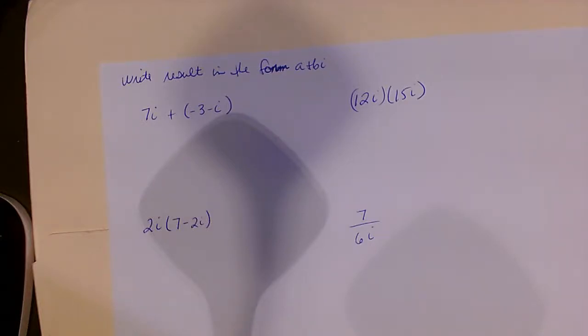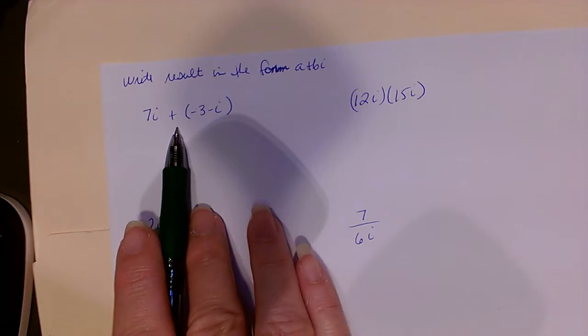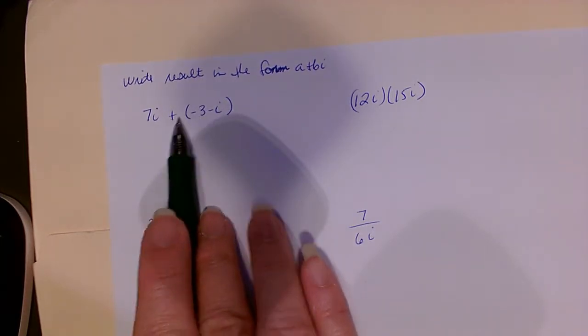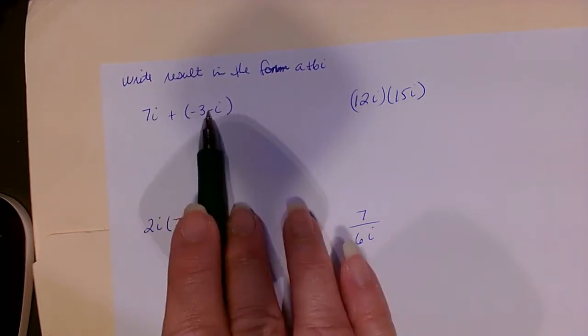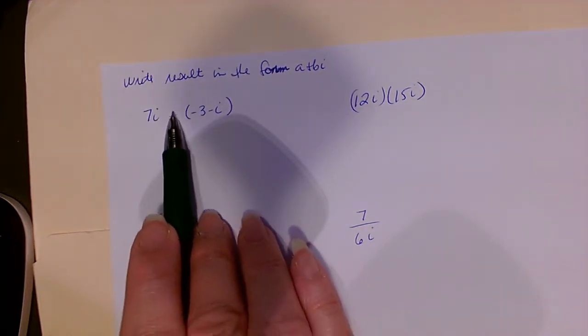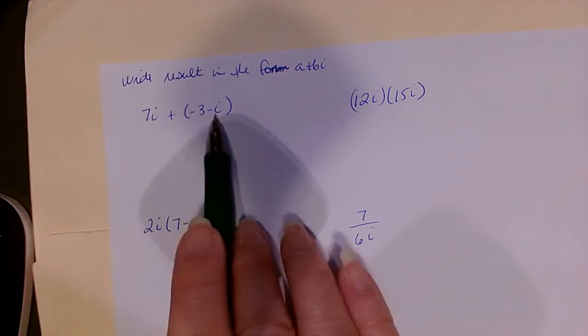So here we're going to write the result in the form of a plus bi. So we're working with imaginary numbers here. So we have 7i plus negative 3 minus i is our first problem here. The parentheses are just saying we're adding these two together. So there's no multiplication happening here because this is a plus sign. So we're just going to combine like terms.